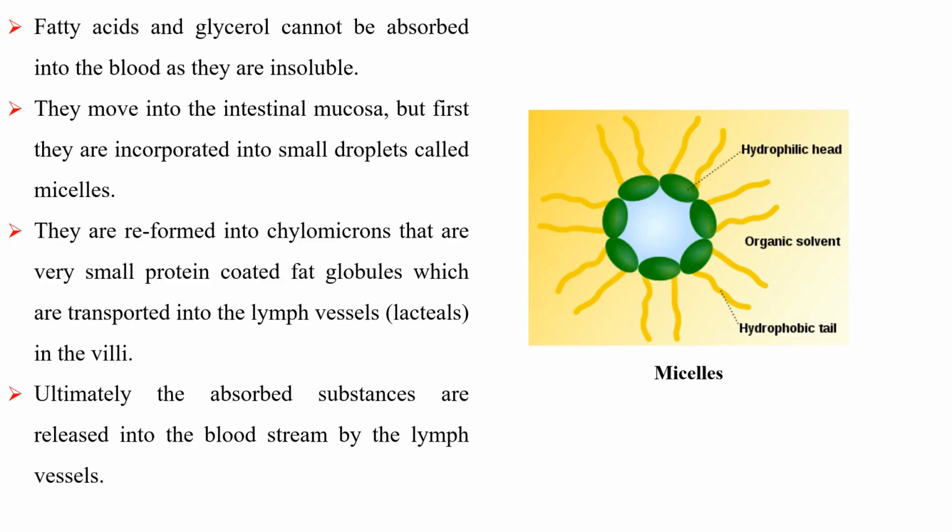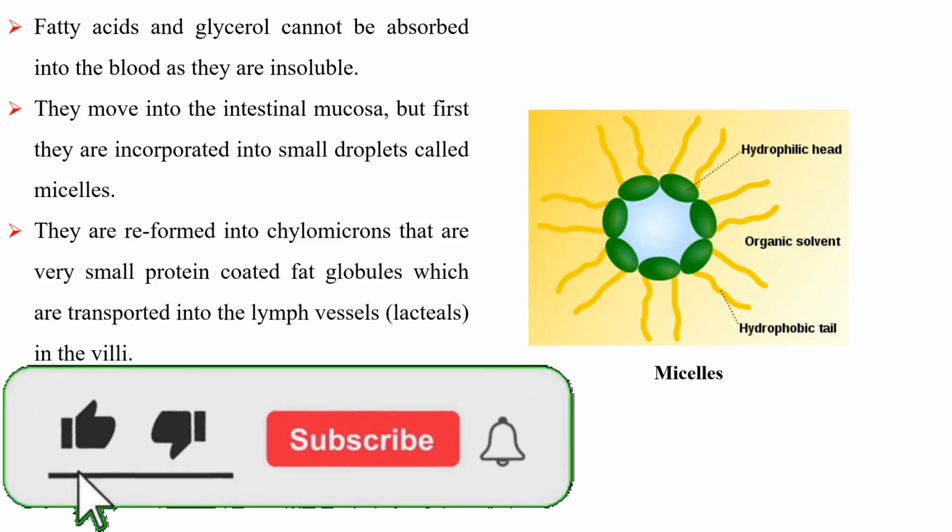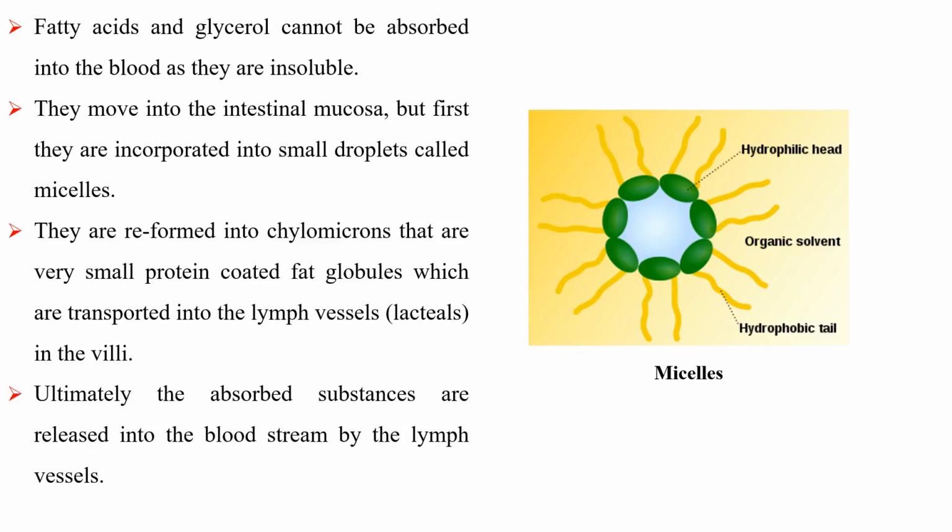Fatty acids and glycerol cannot be absorbed into the blood as they are insoluble. They move into the intestinal mucosa, but first they are incorporated into small droplets called micelles. They are reformed into chylomicrons, which are very small protein-coated fat globules that are transported into the lymph vessels in the villi. Ultimately, the absorbed substances are released into the bloodstream by the lymph vessels.